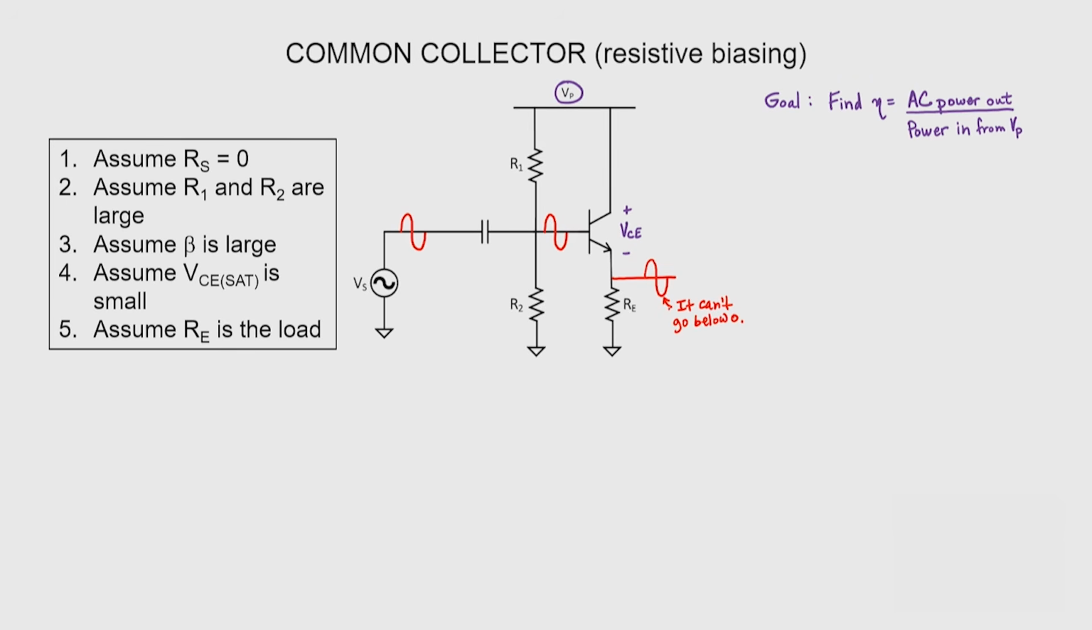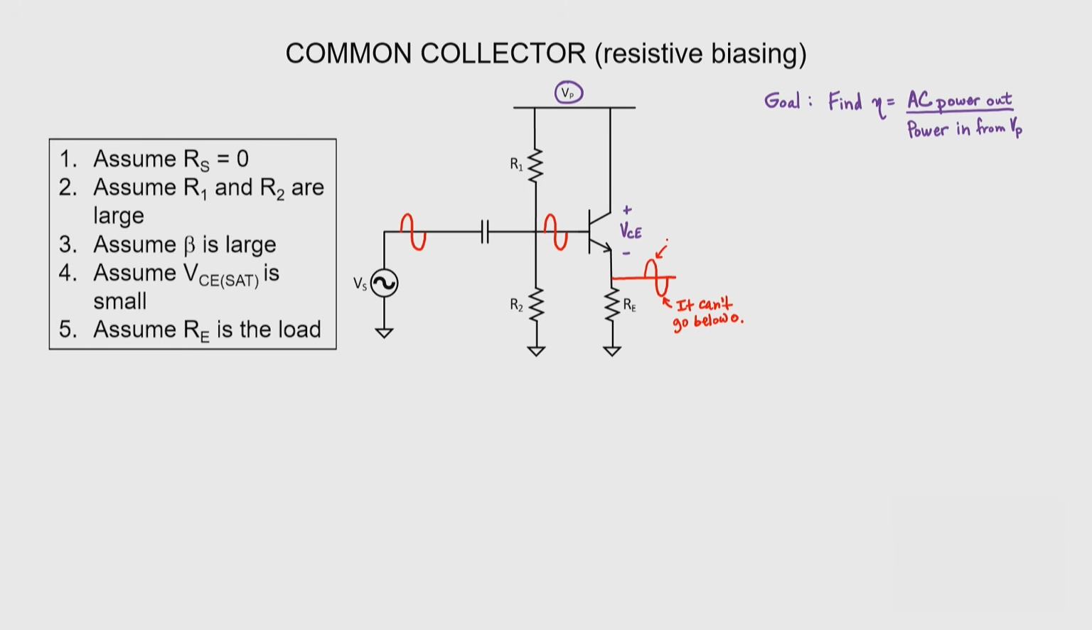Well, if it were to go below zero, it would mean that current would have to flow upwards from ground through resistor R sub E. That's impossible because current can only flow downwards through that forward bias junction at the emitter. So there would be a contradiction there. Zero is the limit. Now, how about on the upper side?